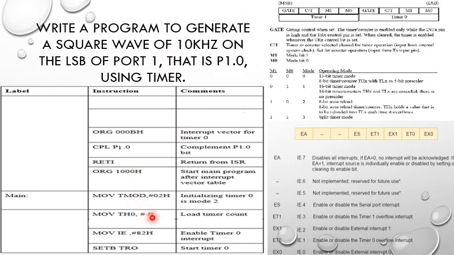Before loading the count value of 50, we first have to initialize timer 0 in mode 2. In order to initialize timer 0 in mode 2, we have made use of this instruction. Then the count value is loaded. After loading the count value and setting timer 0 in mode 2, the timer interrupt is enabled. Once the timer interrupt is enabled, the timer is started and it will generate a square waveform of 10 kHz.